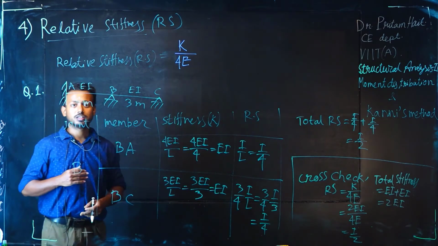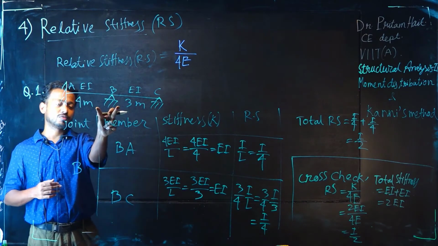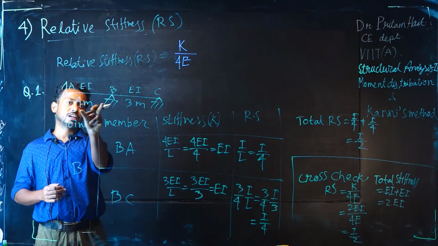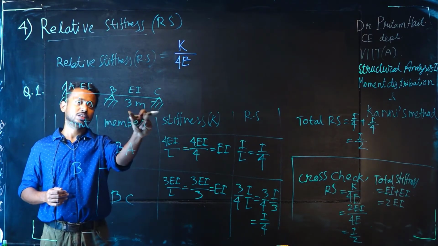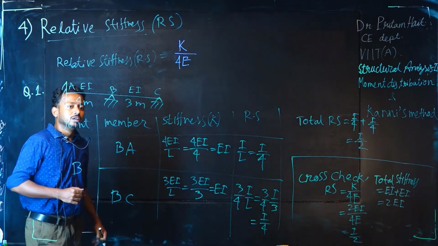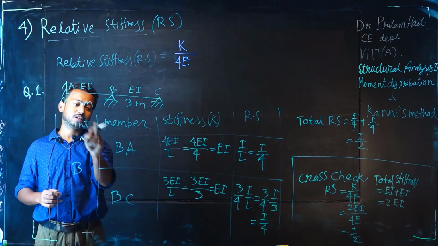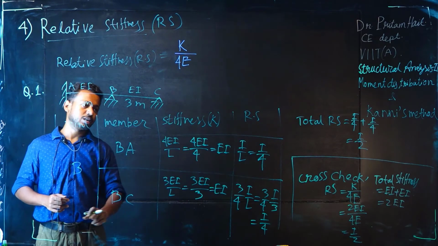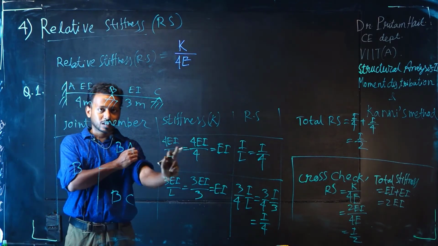You see here, this is joint B we will consider. The intermediate joint we will consider first. Then what are the members related to this joint B? The members are BA and BC. So first we will consider the intermediate joint. With this intermediate joint, how many members are connected? BA member is there, I wrote it here. BC member is here, I wrote it here.